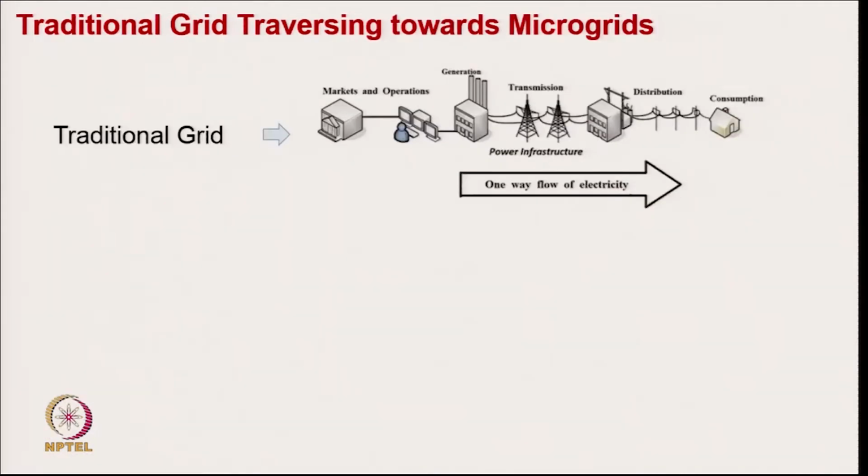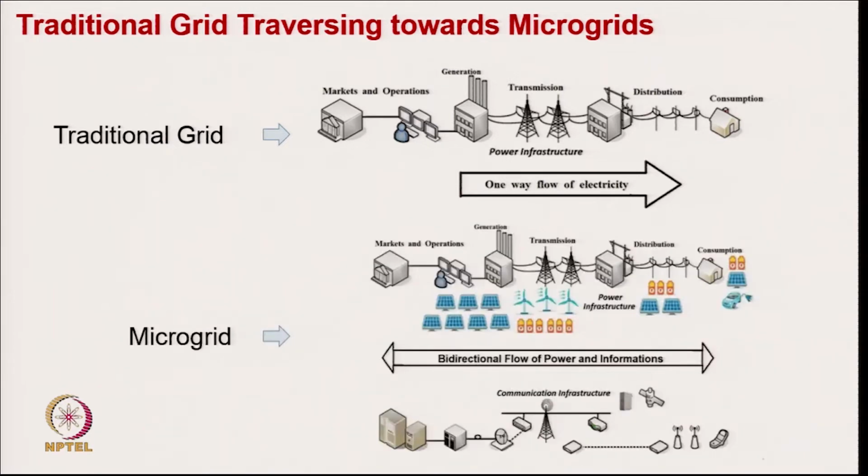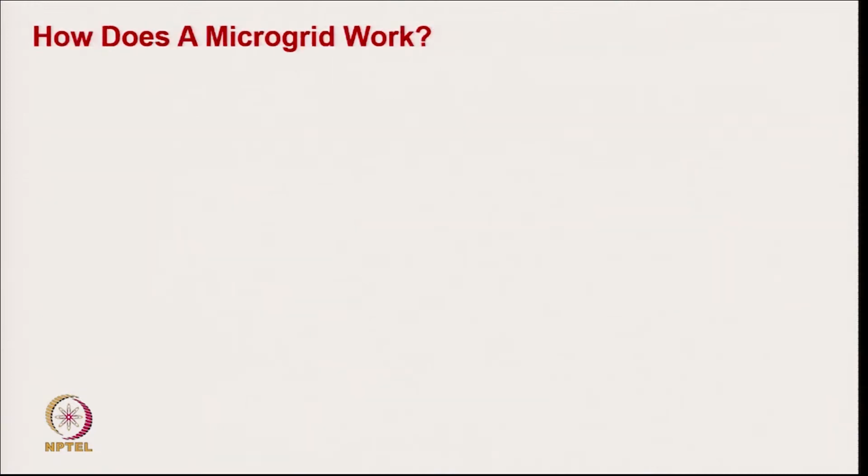In a traditional grid, you typically have generation at remote places, and then you have a transmission line, distribution and consumption. So electricity moves only one way. But in the case of a microgrid, you have local generation, and bidirectional power flow typically exists, along with information, because today we have a lot of information protocols, so that information also flows and the network can be properly controlled in a microgrid.